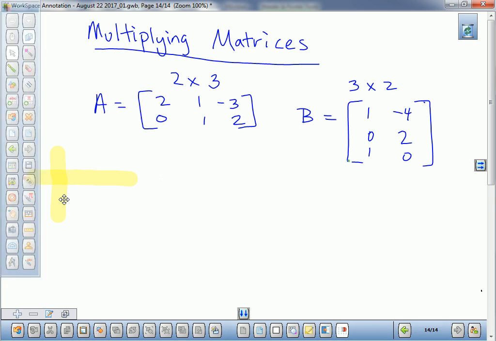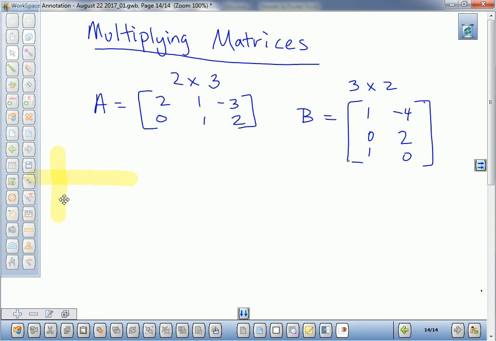Alright, so here we have a matrix A. What would the dimensions or the order of this matrix be? This is a 2 by 3, okay? And let's do matrix B. Okay, so matrix B is a 3 by 2.